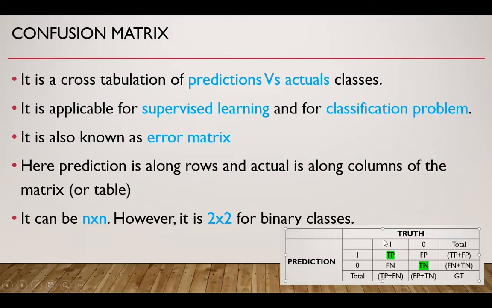This is an example of confusion matrix when there are only two classes. It is a binary classification system where the truth is either positive 1 or negative 0. Similarly, prediction is either positive 1 or negative 0. It is also known as error matrix, and here prediction is along the rows and actual is along columns. It can be n into n matrix for multi-class problem. However, it is 2 into 2 matrix for a binary class problem.